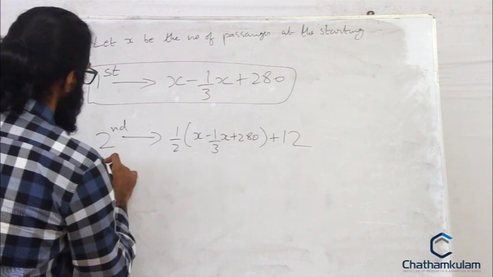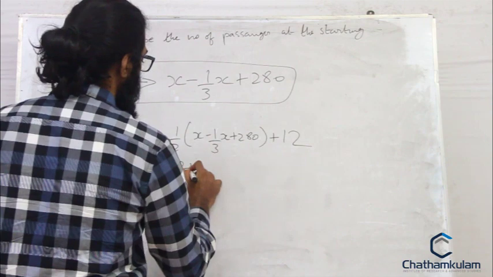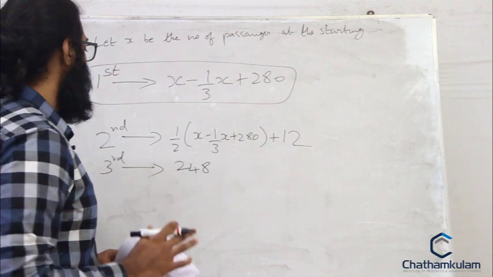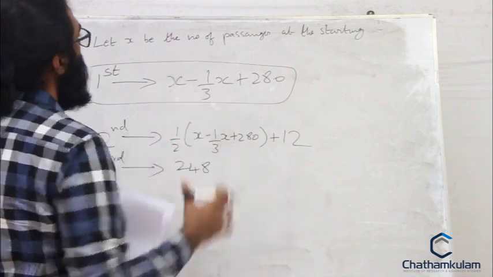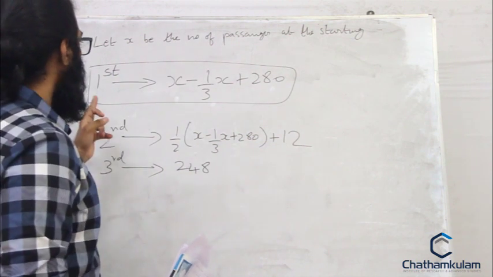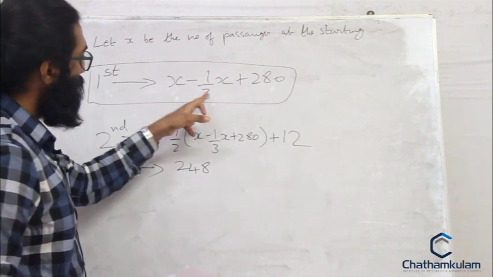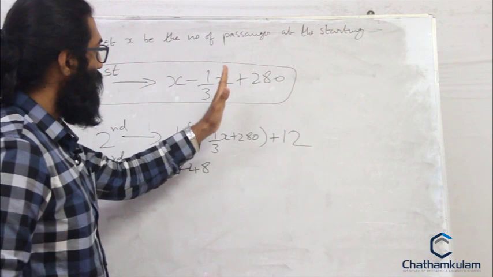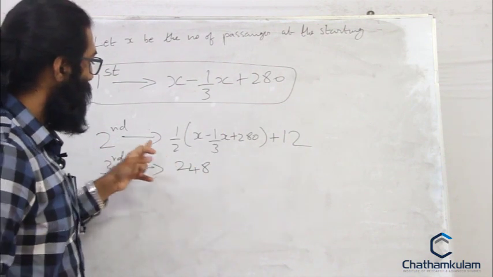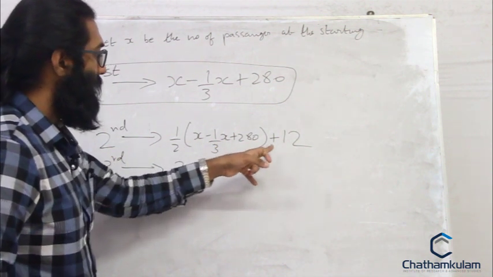So in the third station, the number of passengers were 248. This is what is given in the question. In the first station, before the train started, there were x number of people. In the first station, the number of people is equal to x minus 1 by 3x plus 280. In the second station, the number of people were half of x minus 1 by 3x plus 280, plus 12.